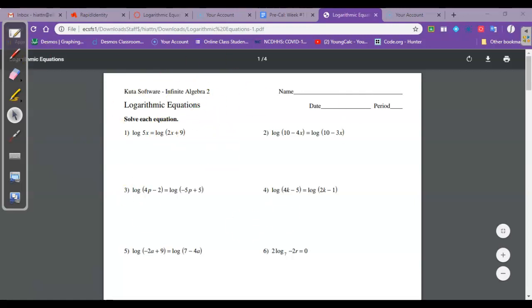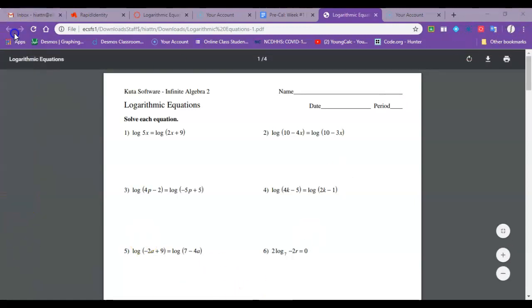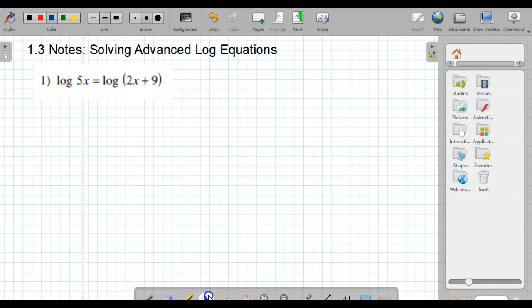And let me switch over here. Oh, wait. Back here. Okay. So we are going to be solving these log equations, and we've done a little bit of this already. It's just going to get a little more complex than what we've been doing. So we've done a problem like this before.